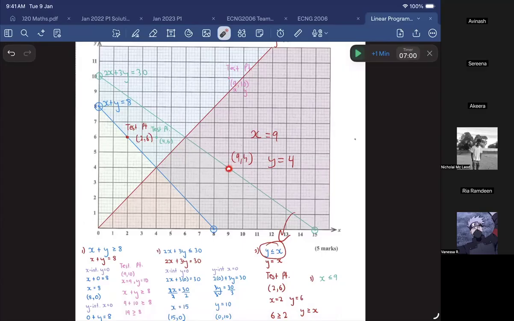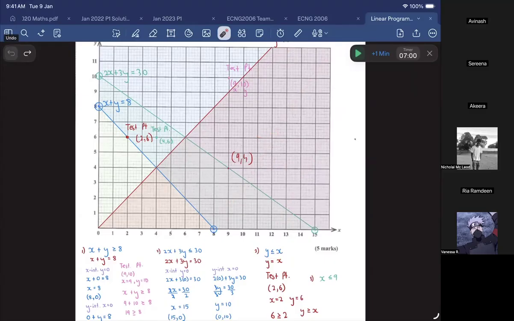Guys, you all understand what Vanessa's saying, right? If you pick a point on this side, she picked 9, 4. Look at this. What do you notice about 9 and 4? You notice that 4 is what? Avinash, talk to me. 4 is less than 9. Yes. So you could say y is less than x. So that is why this region is correct.